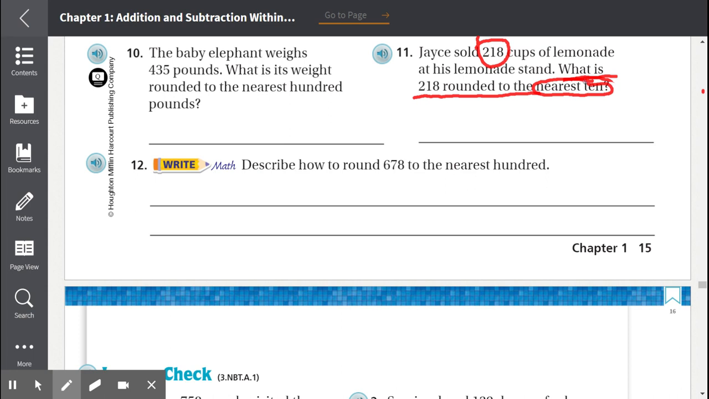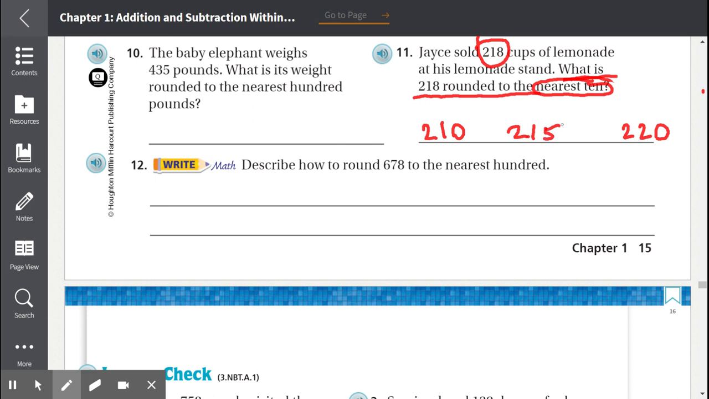So 218, since we're rounding to the nearest 10, let's find the two tens that 218 is between. So 218 would be between 210 and 220. Next step, find the number that's in the middle of 210 and 220. The number that's in the middle of 210 and 220 is 215.